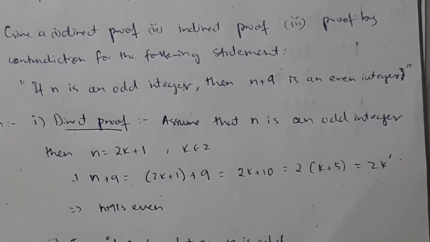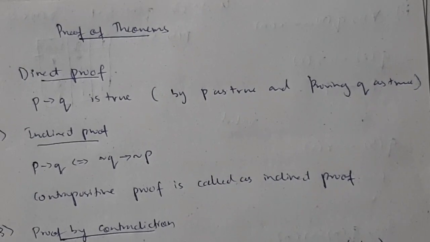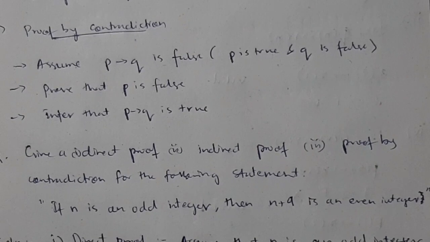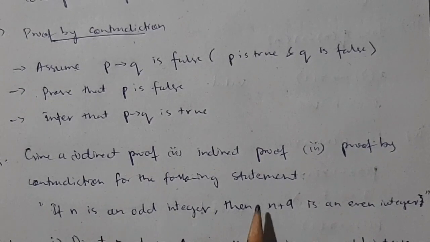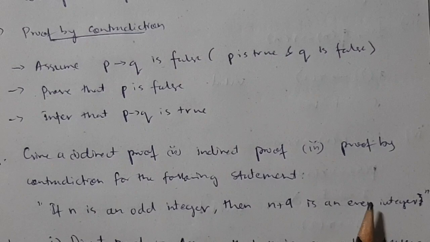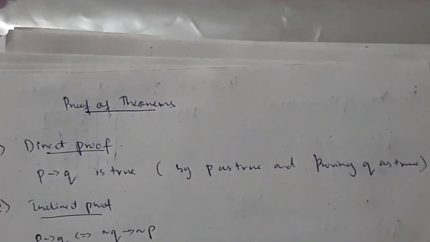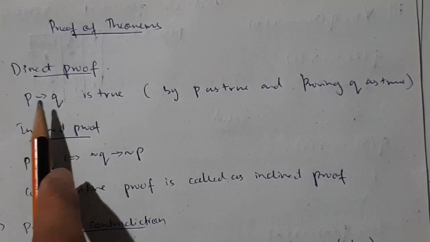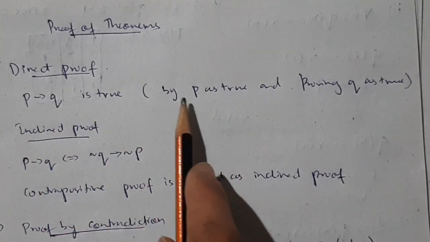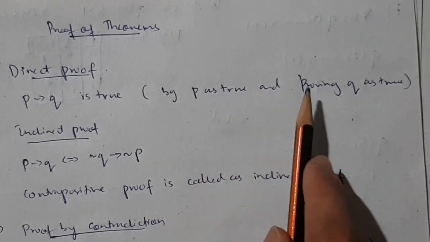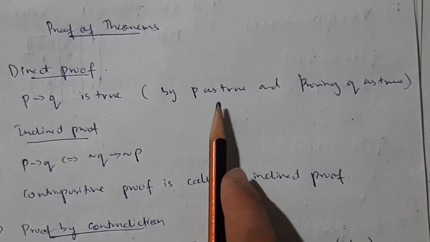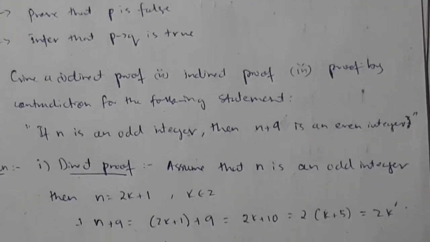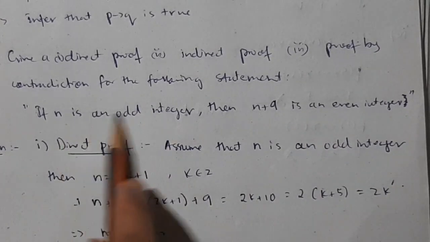Now let's see the first method. If n is an odd integer, this can be taken as p, then n plus 9 is an even integer, this can be taken as q. We have to prove that p conditional q is true. For that, we will begin by considering p as true and then prove that q is true as well. What is p? If n is an odd integer, we will consider it as true.